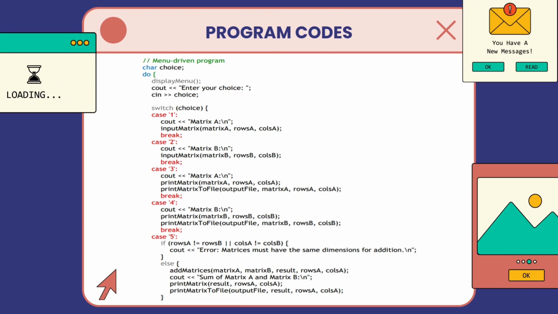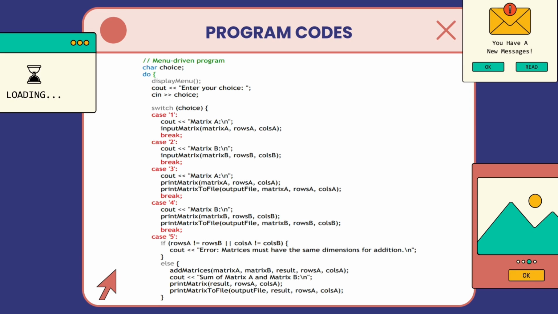I will explain about menu-driven program. So we're using char for character for choice, and do display menu, and it will output enter your choice, and we need to input our choice, which is number 1 until number 7. And we're using the switch function.